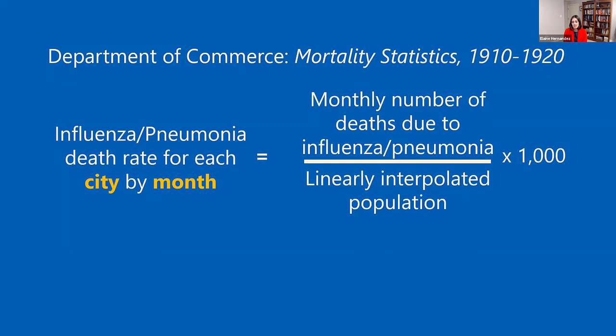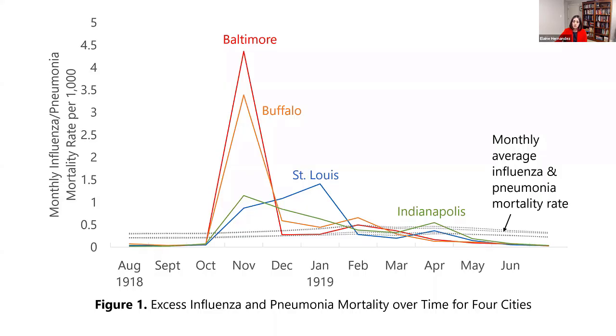From this, we created death rates, the monthly number of deaths due to influenza and pneumonia over our linearly interpolated population. Here we're looking at this per 1,000. You're probably more used to seeing numbers per 100,000 right now. This just gives you a sense of how much higher mortality rates were in 1918 compared to today.